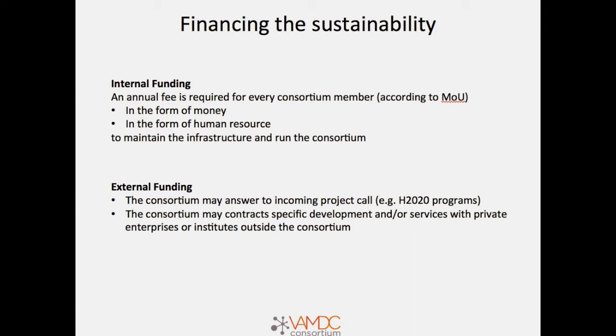We may also have external funding. The consortium may answer incoming project calls, for example H2020 programs, or the consortium may contract specific developments and/or services with private enterprises or institutes outside the consortium.